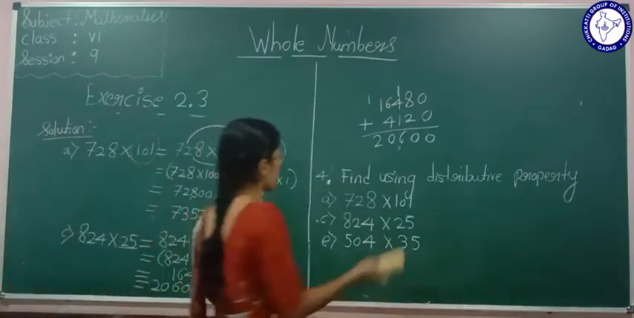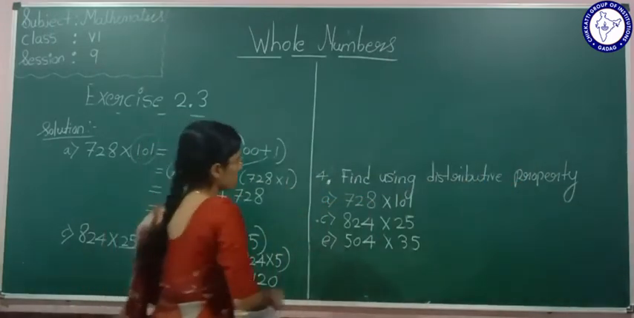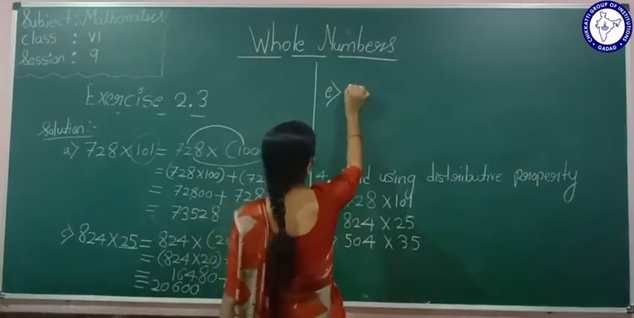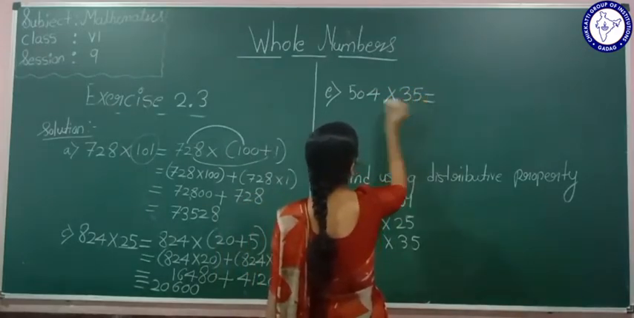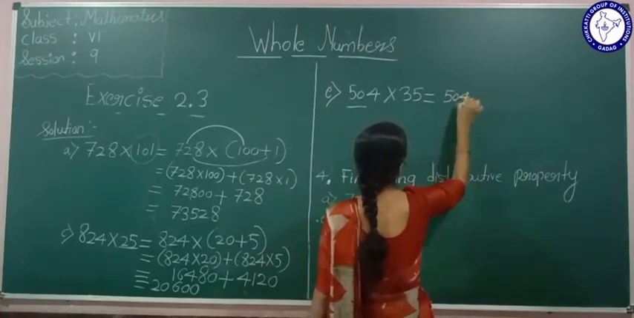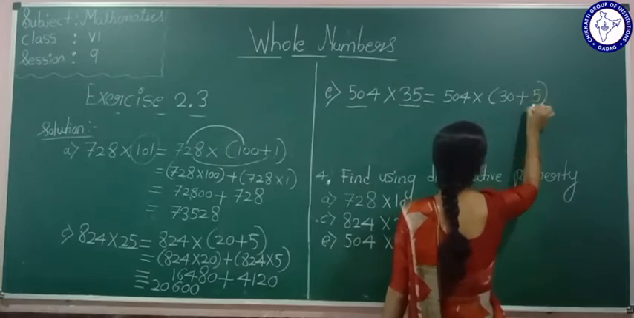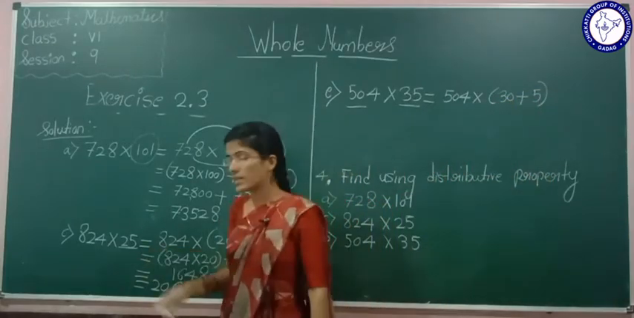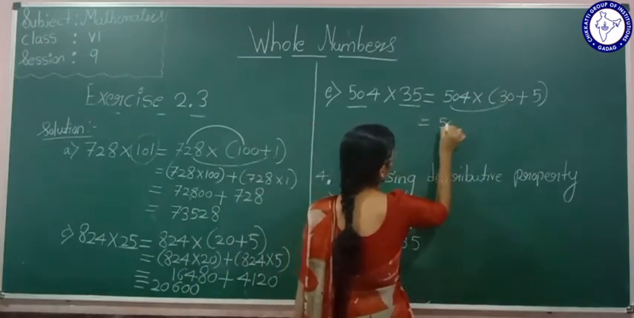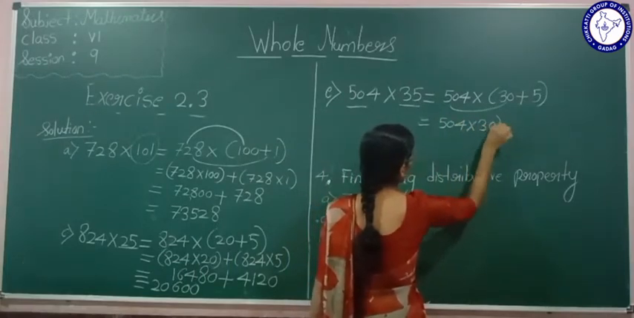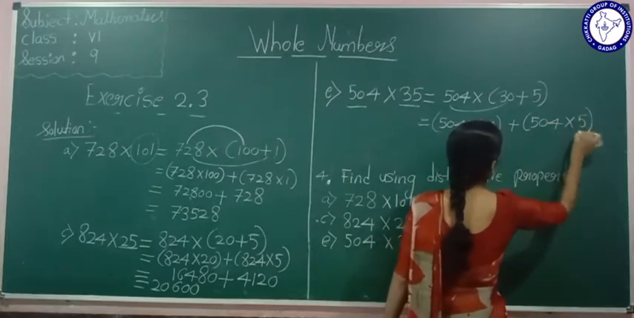Okay. Now in a similar manner, we will solve E1. What is E1? 404 multiplied by 35. 404 multiplied by this 35 can be written as 30 plus 5. How have we done it here? In the same way we will do here. That is 404 multiplied by 30 plus 404 multiplied by 5.